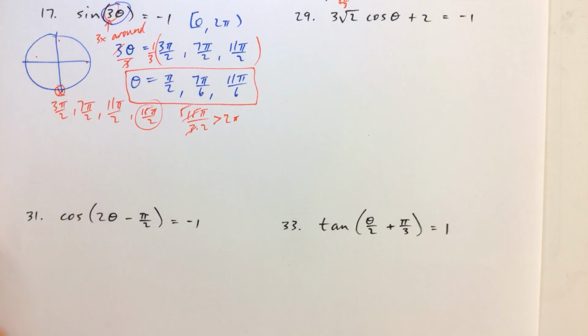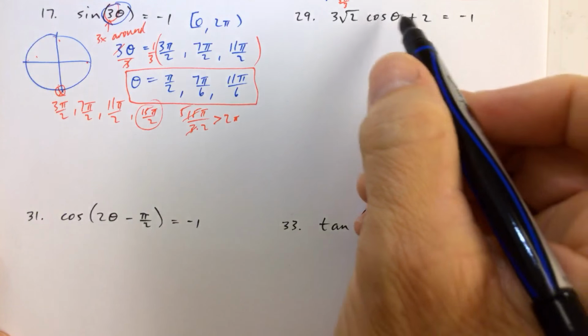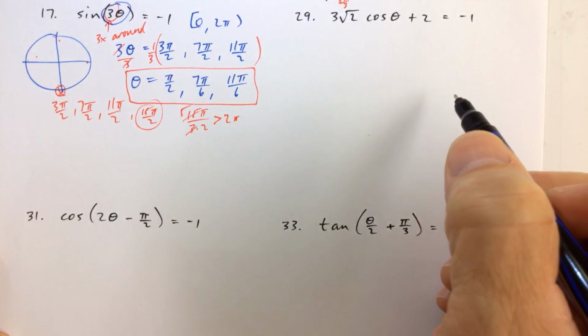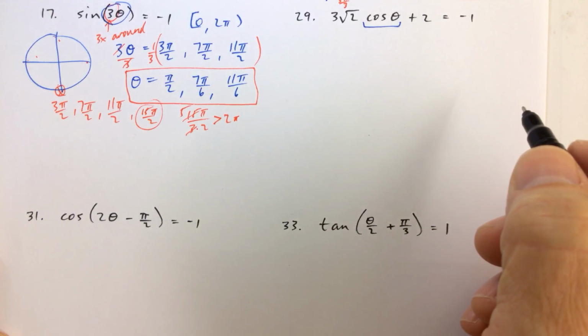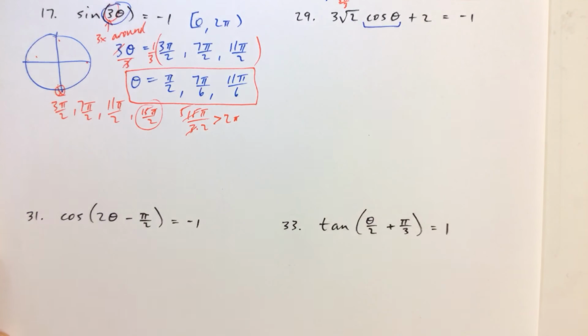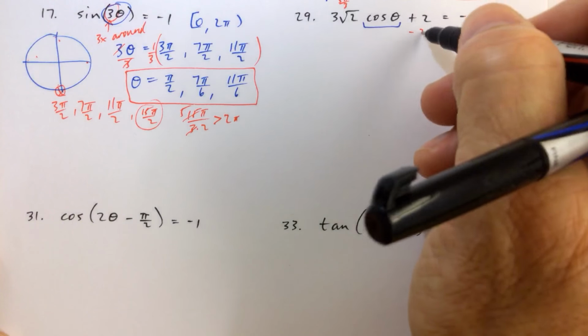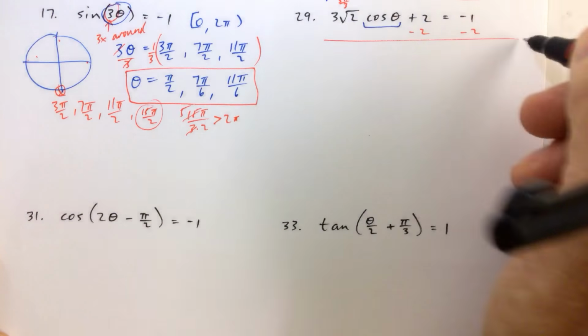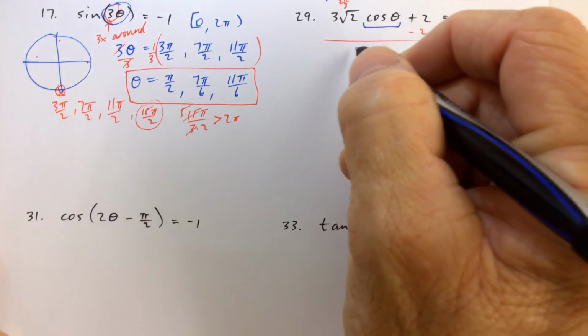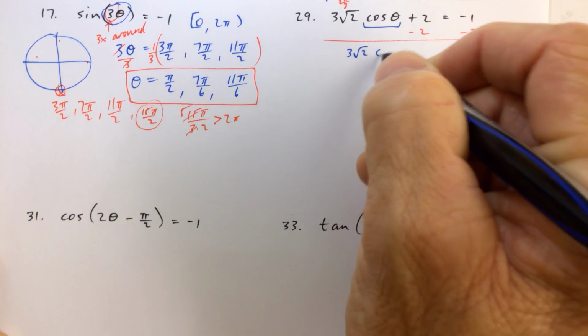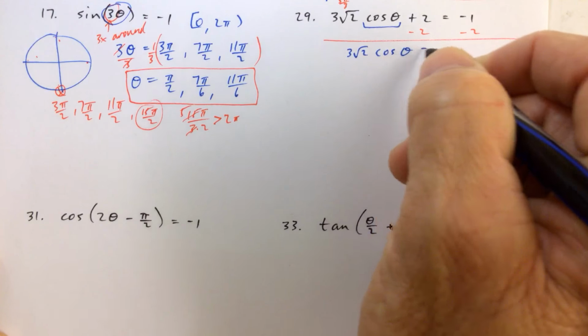Number 29, we're trying to solve for the variable theta, and we want to isolate the expression that contains the variable. So to isolate that expression, first thing we want to do, just like any algebraic equation, is subtract 2 from both sides. So we get 3 radical 2 times the cosine of theta is equal to negative 3.